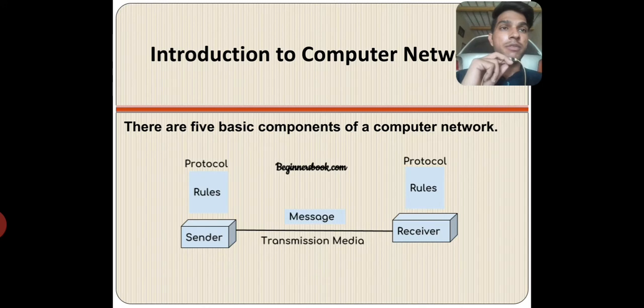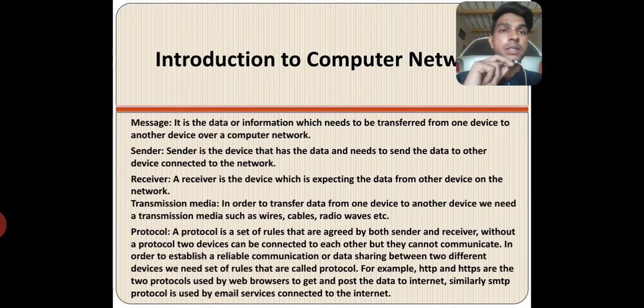So this is the diagram of introduction to computer networks. There are 5 basic components of a computer network. First one is message. It is the data or information which needs to be transferred from one device to another device over a computer network. And second one is sender. Sender is the device that has the data and needs to send the data to other device connected to the network. And third one is receiver. A receiver is the device which is expecting the data from other device on the network.